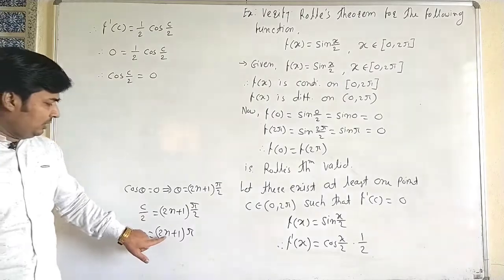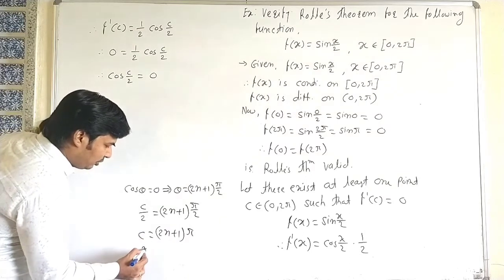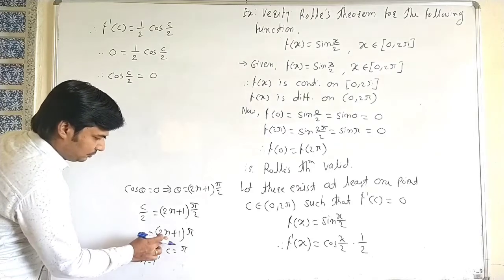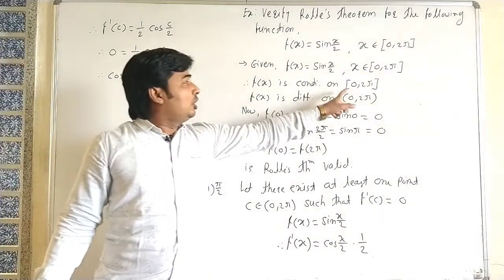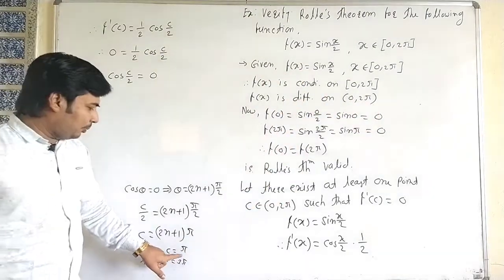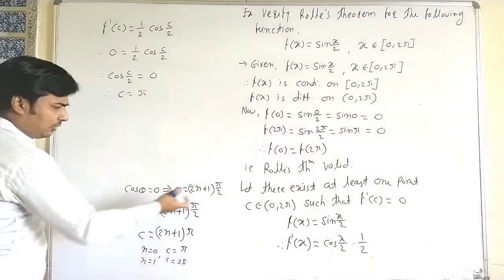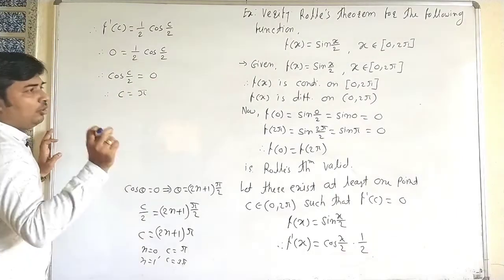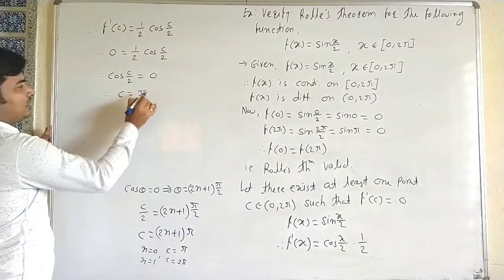Now when n is equal to 0, c is equal to π. When n is equal to 1, c is equal to 3π. But here we want at least one value that belongs to (0, 2π). Here it is π. Therefore c is equal to π. There are infinite values of the point c, but we want at least one value that belongs to (0, 2π).